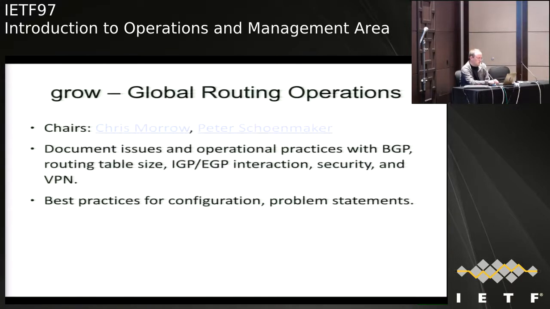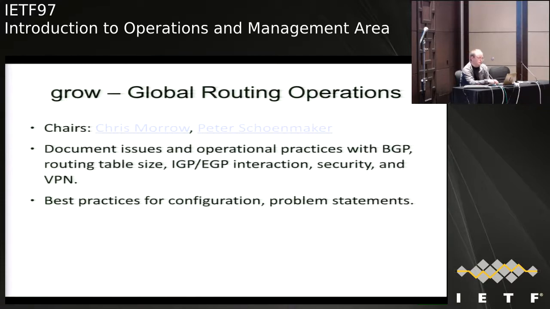GROW is global routing operations. And so this essentially exists as a companion to IDR in the routing area. And it documents issues and operational practices with BGP, routing table size, IGP interaction, security, and VPNs. And it works on best practices for configuration and problem statements.